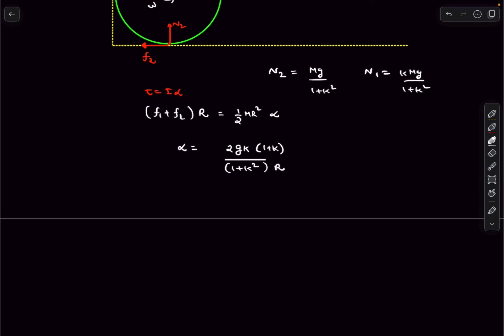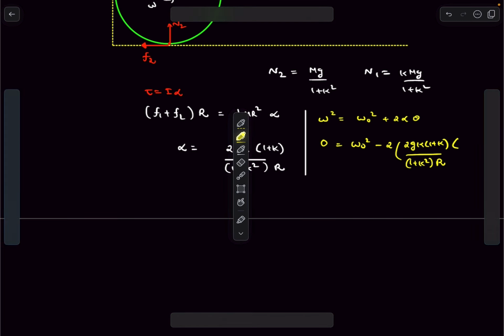Now it's obviously a constant angular deceleration, which means we can use the formula for uniform acceleration. That was omega square equals omega naught square plus 2 alpha theta, right? The final omega is going to be 0 because we're talking about the instant when it comes to rest, and the initial omega is given to be omega naught. Okay, so let's substitute the value of alpha.